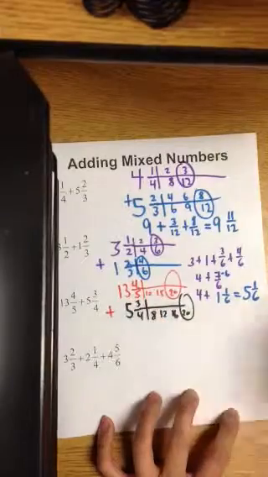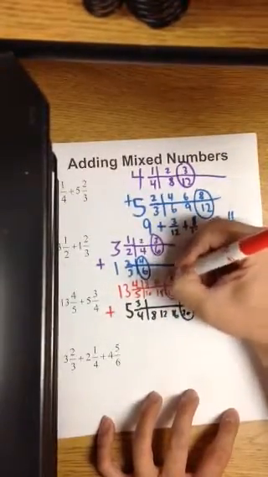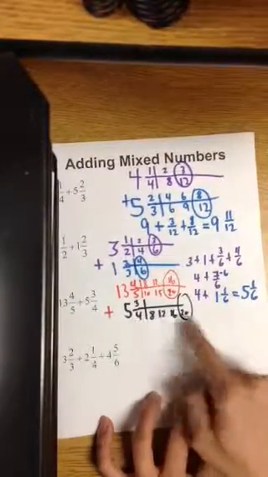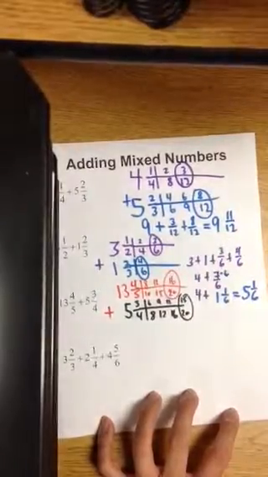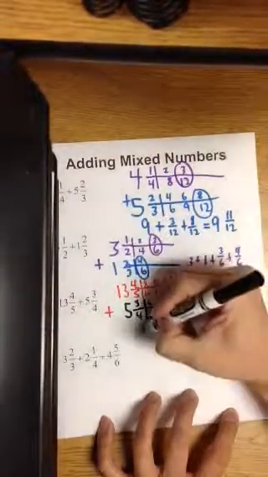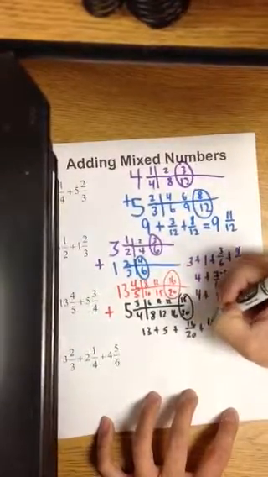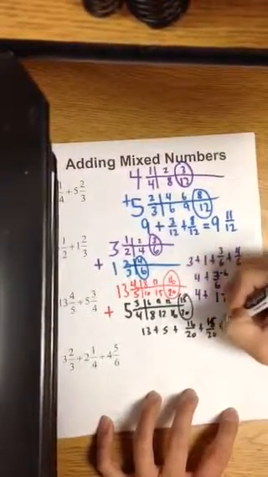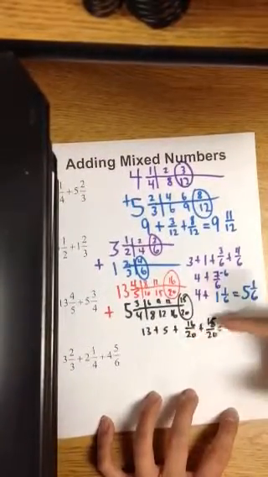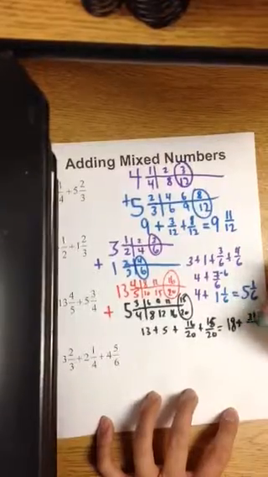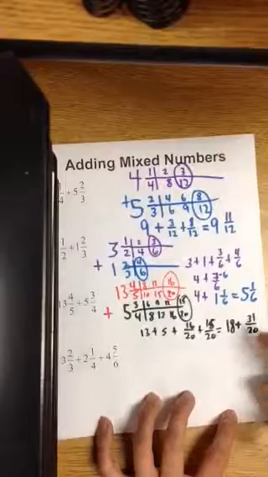So let's rename 4/5 to 16/20, counting 4, 8, 12, 16, 20. Let's rename 3/4 to 15/20, counting 3, 6, 9, 12, 15, 20. So they want us to add the whole numbers: 13 plus 5, plus 16/20 plus 15/20. It adds up to 18 plus 16 plus 15, which is 31/20. Crud. We have an improper fraction.